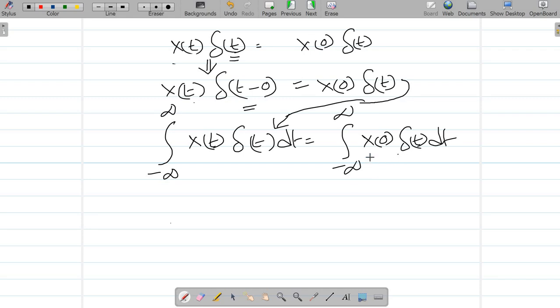Now this expression has a constant times delta of t. So I can take the constant out of the integration, and I have delta t here.